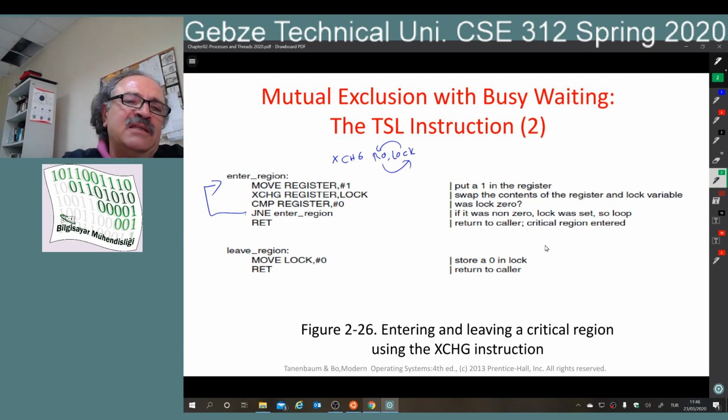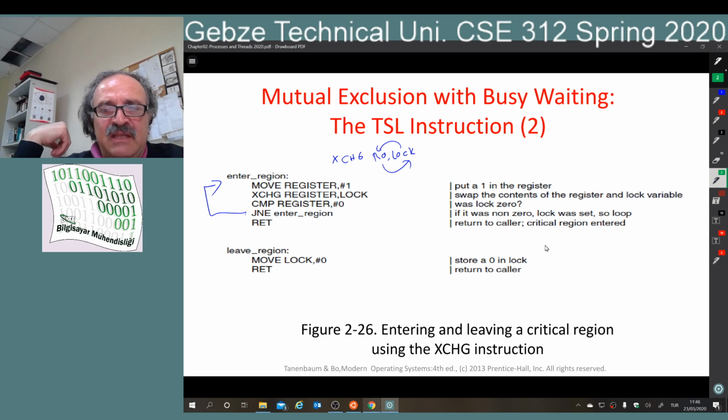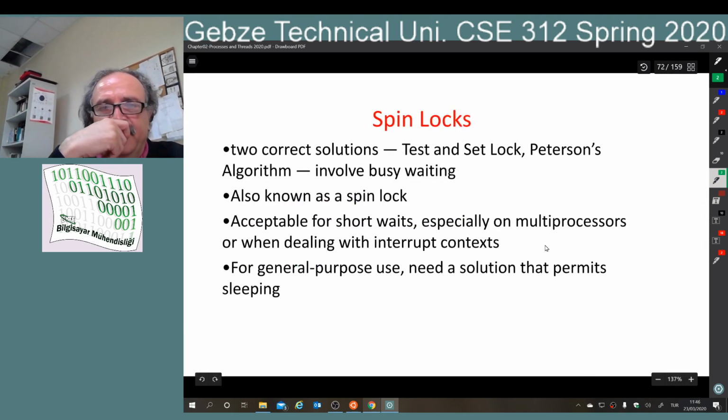That means that the other processes are spending so much time in their critical regions, depending on your application. It is okay, you may have to wait, but while you are waiting, you are wasting your CPU time. That's not a good thing, because if you didn't waste your CPU time, maybe the other process will quit from the critical region in a short amount of time. So let's look at this problem.